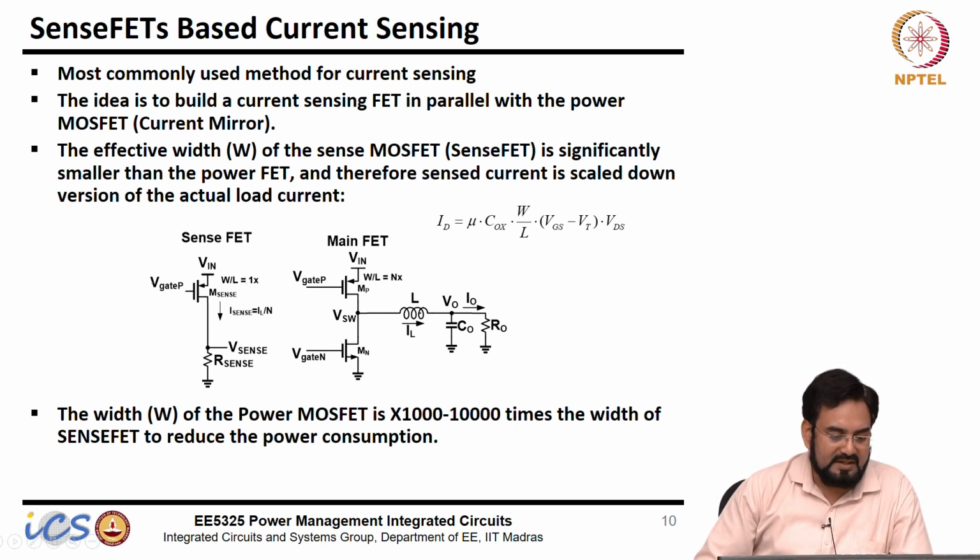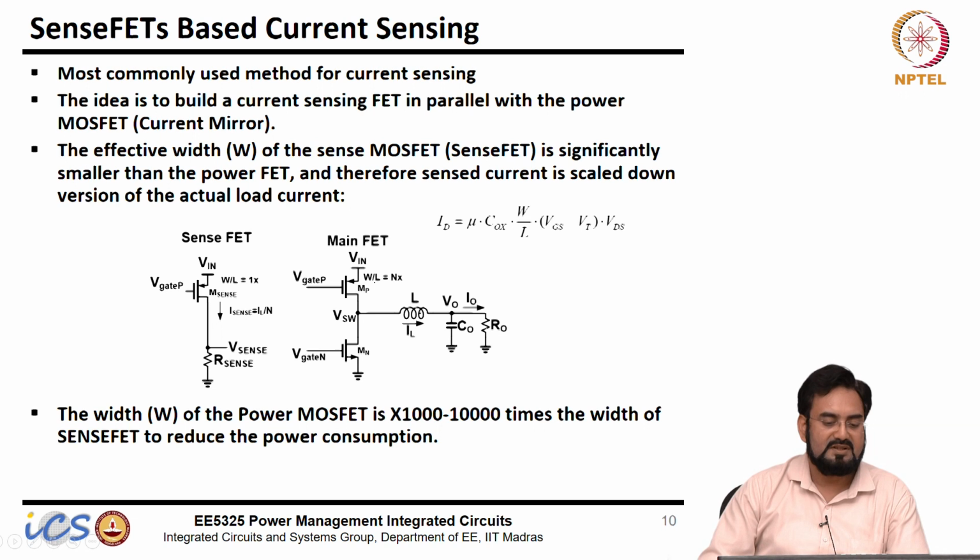And let us say this current is nothing but this current divided by n, because if VDS is matched and VGS is matched, then the current will scale according to the W by L size, the ratio of this, which is n here. So this becomes IL by n, and you dump it into a resistor, you get the V-sense voltage. So it's a voltage to current converter. This voltage will contain the information of the current.